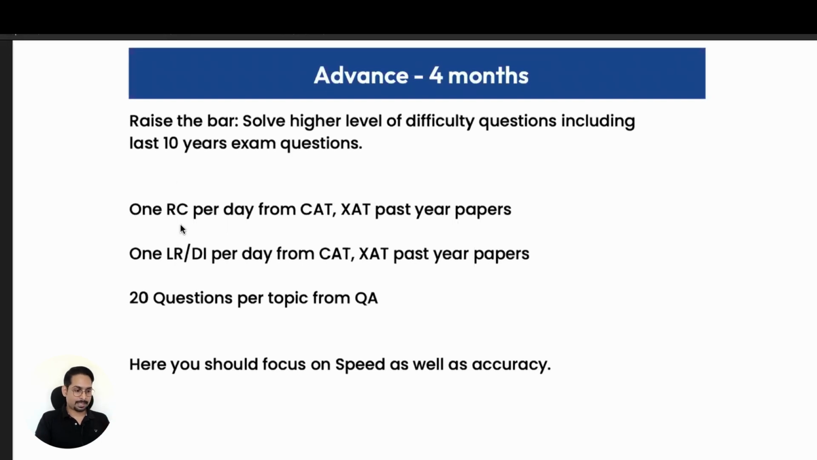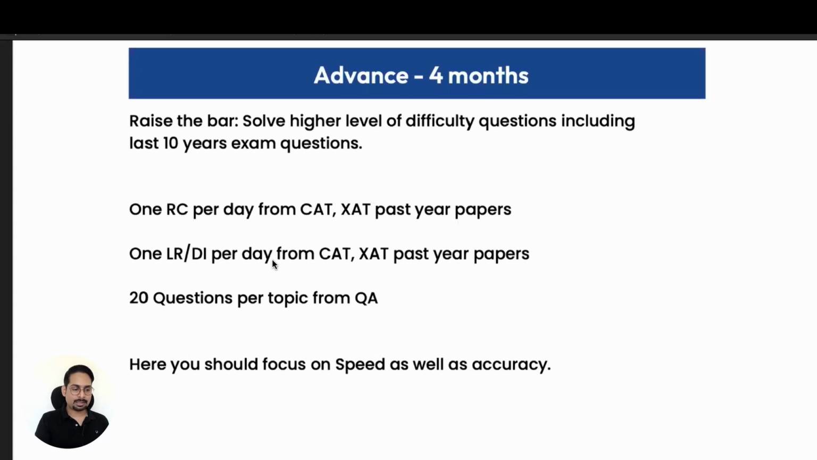So what should be your target? 1 RC per day. Pick up from CAT or XAT past year papers. Now see, here I am also including XAT because XAT is also as high quality as CAT. The number of takers for XAT is less, but the questions which come in the XAT exam are amazing. So it will give you almost the same kind of feeling as CAT. So you should start looking at the XAT question papers as well as CAT question papers.